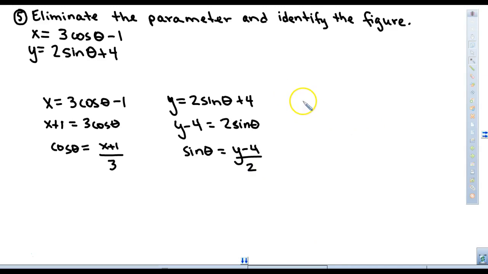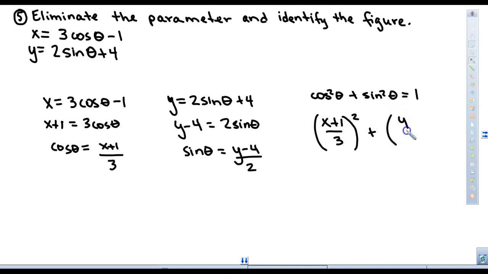Okay. Then you take your handy dandy Pythagorean identity that says cosine squared theta plus sine squared theta is equal to 1. And you plug in x plus 1 over 3 in the place of cosine and y minus 4 over 2 in the place of sine. X plus 1 over 3 squared plus y minus 4 over 2 squared equals 1.